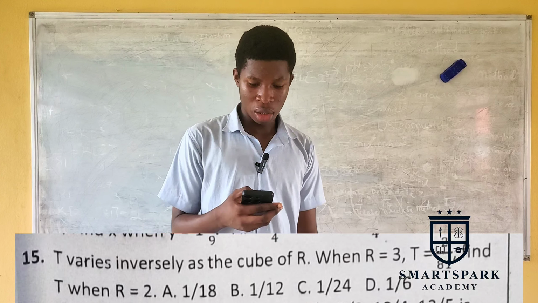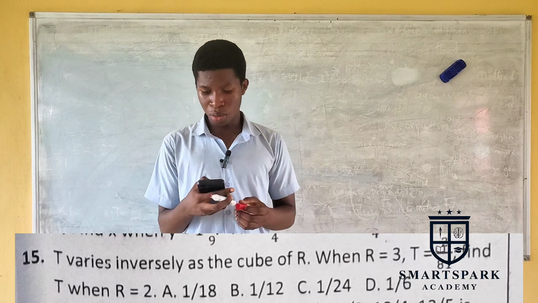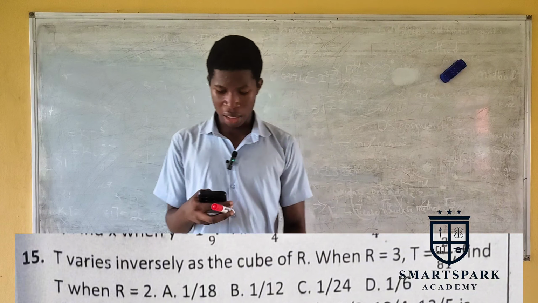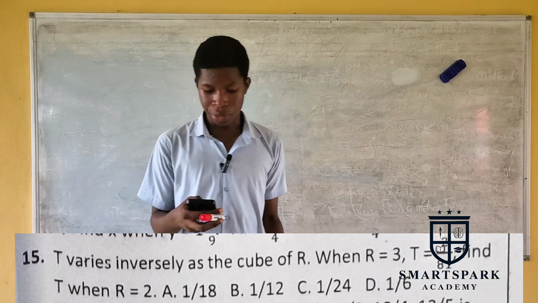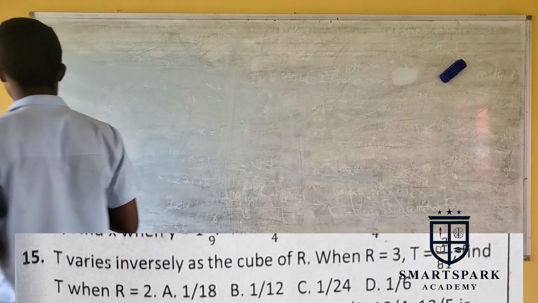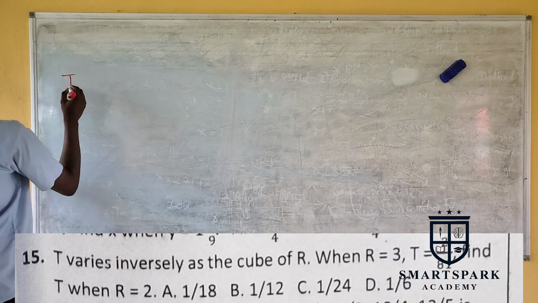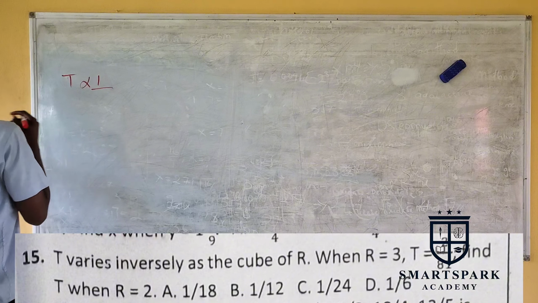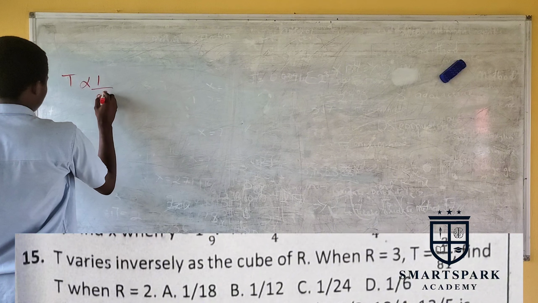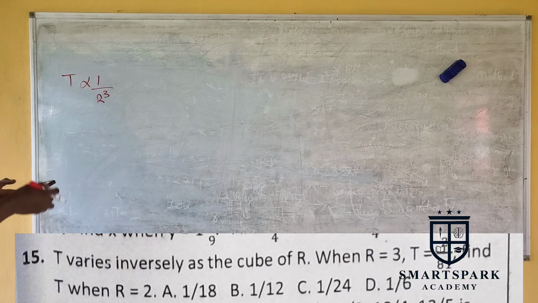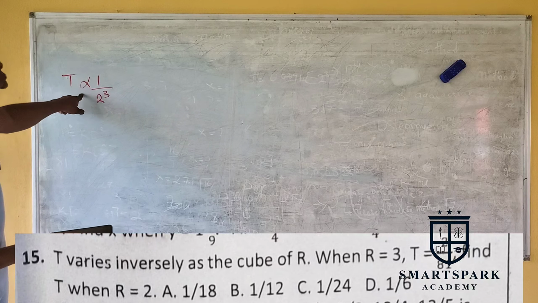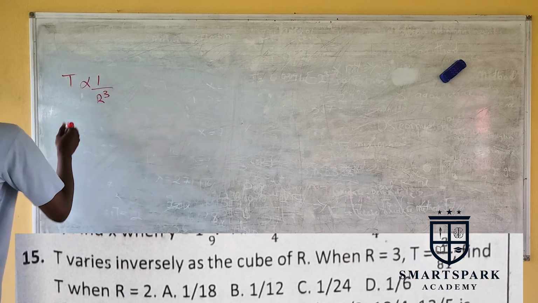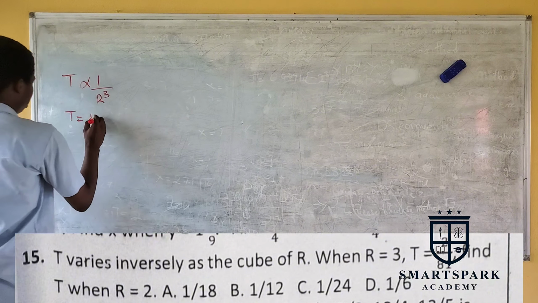So this question says t varies inversely as the cube of r. When r is 3, t is equal to 2 over 81. Find t when r is 2. So now we are going to solve. So they say t varies inversely as the cube of r. This is raised to power 3. So now we are going to express this better using the equals sign. And when we express it better, it's going to give us a k. So now we are going to do t is equal to k over r cubed.